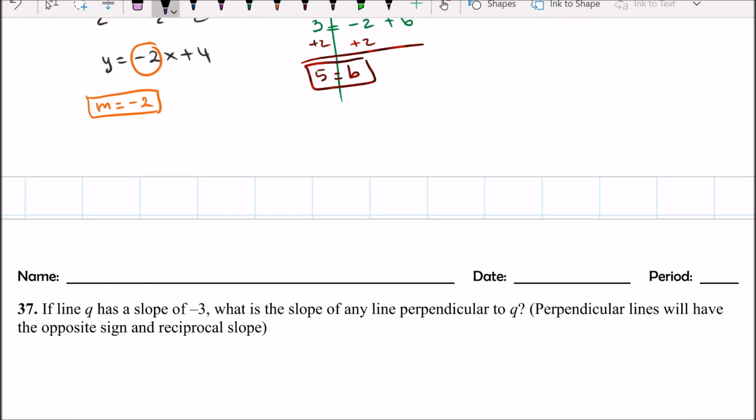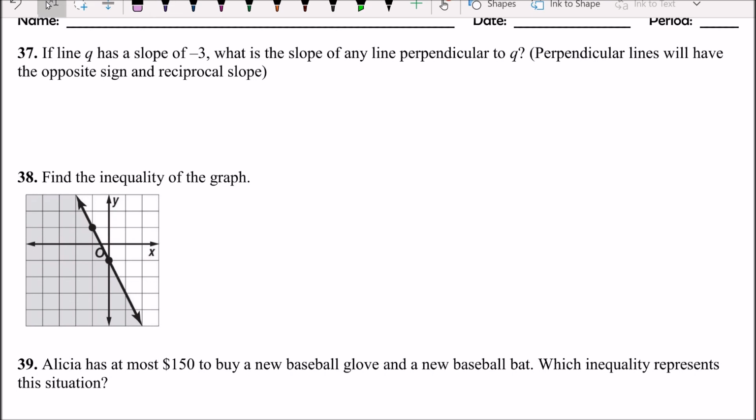Number 37. If line Q has slope negative 3, what is the slope of any line perpendicular to Q? So I leave you the note for this. Perpendicular lines will have the opposite sign and reciprocal slope. What do I mean from that? So the slope of the line Q is negative 3. All we need to do is flip this one and change the sign.